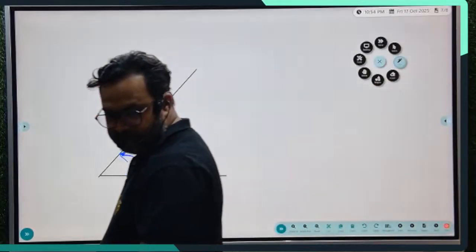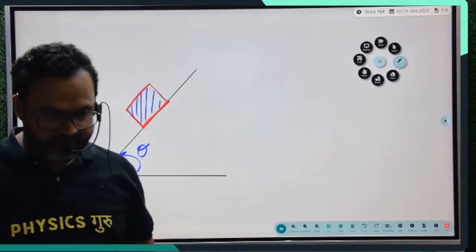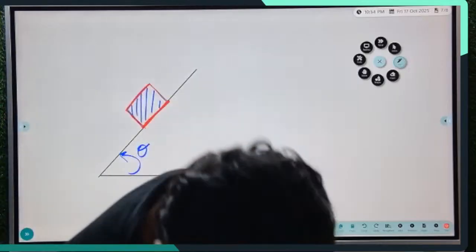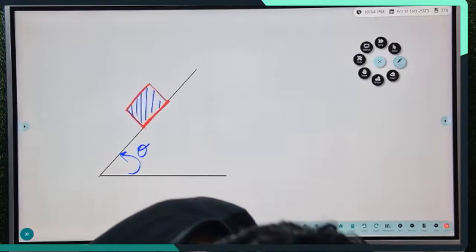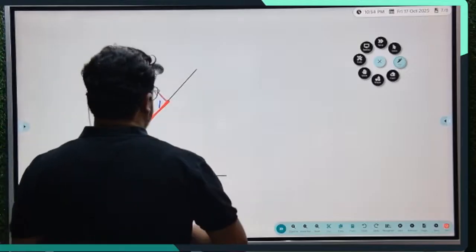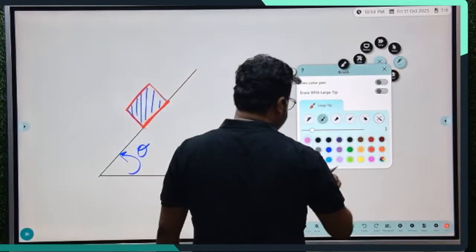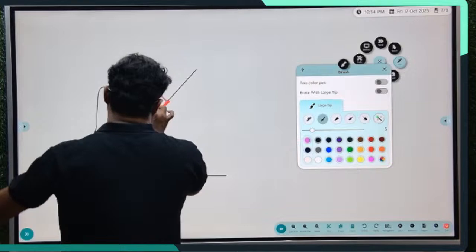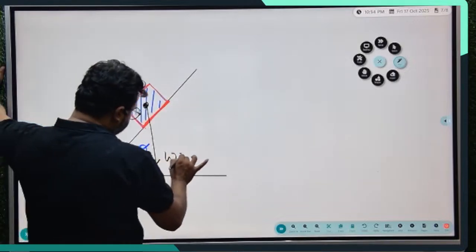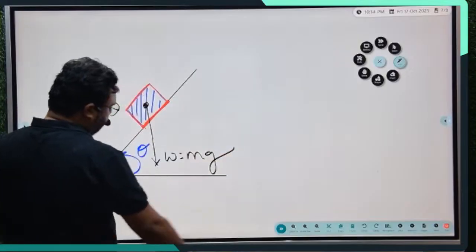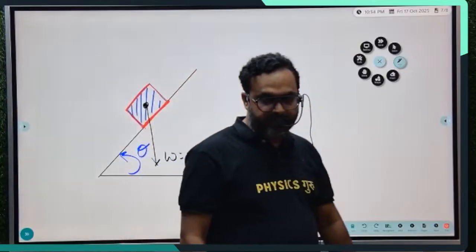So first one is the weight. Weight is mg. W is equal to m into g. Then next one is the normal reaction force.